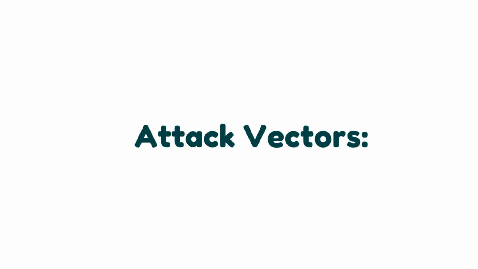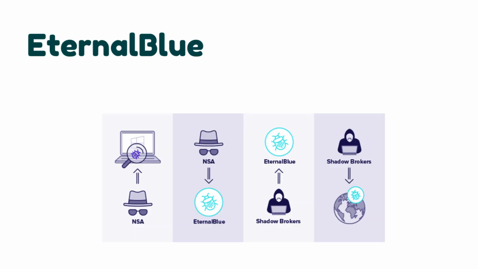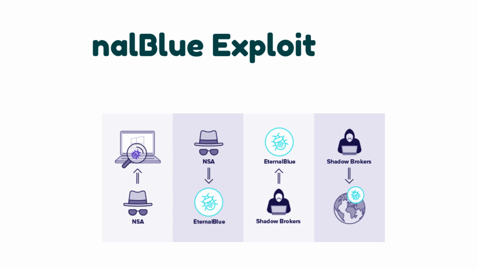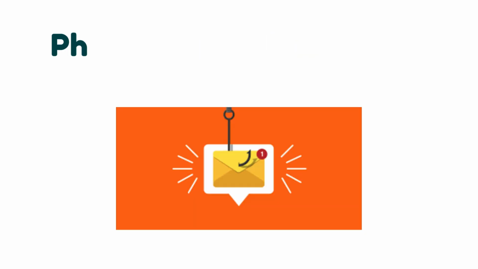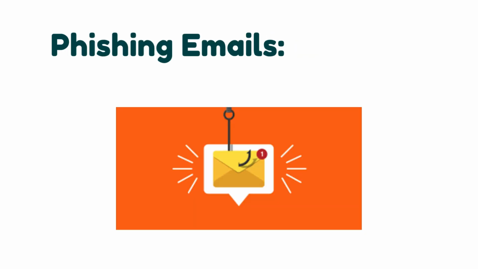Attack vectors. EternalBlue exploit. Utilized a leaked NSA hacking tool that targeted a vulnerability in the Server Message Block, SMB protocol. Phishing emails. Initial infection occurred through deceptive emails, enticing users to click on malicious links or open infected attachments.